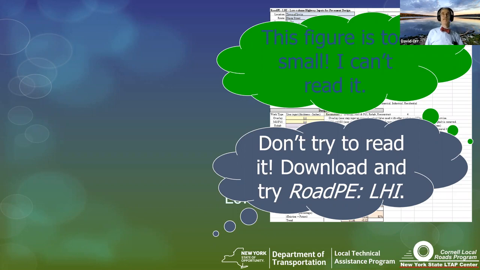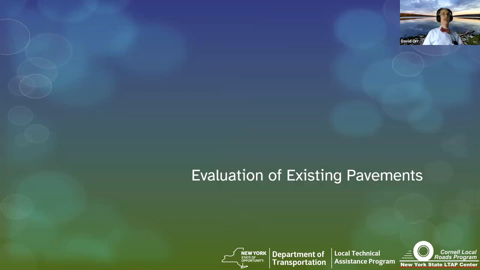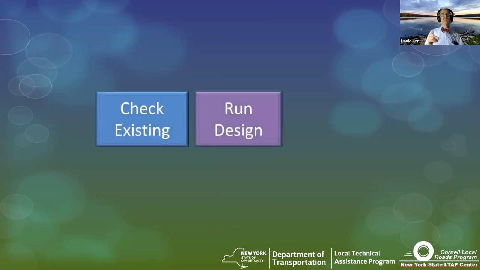To do a pavement design, whether it's a low volume design or high volume, it doesn't really matter, there's an evaluation of the existing pavement that's done first. That's actually a very important step. A lot of people wonder why the first thing we do is check the existing pavement. That's absolutely critical. Then and only then can you run a design of your pavement.